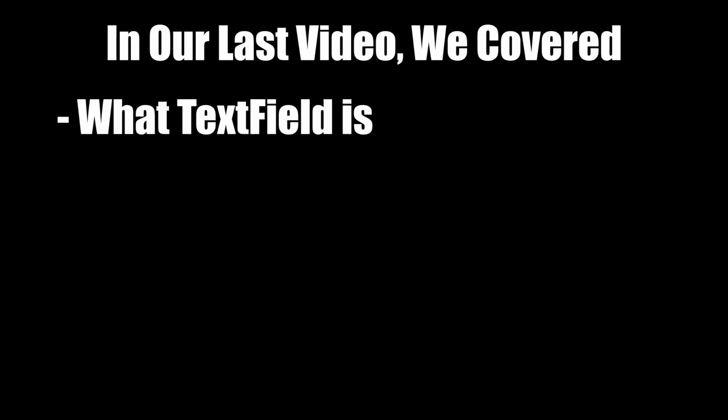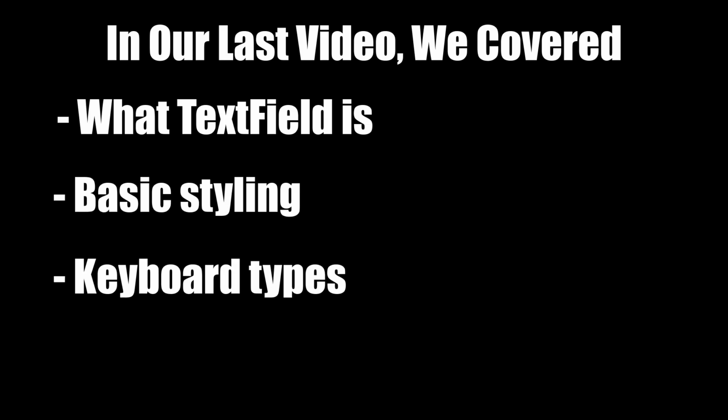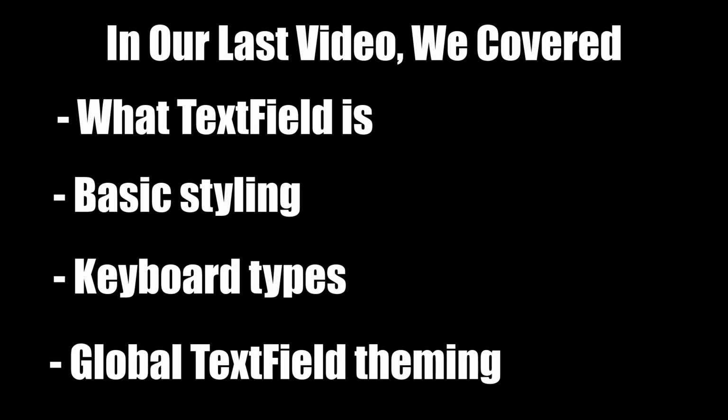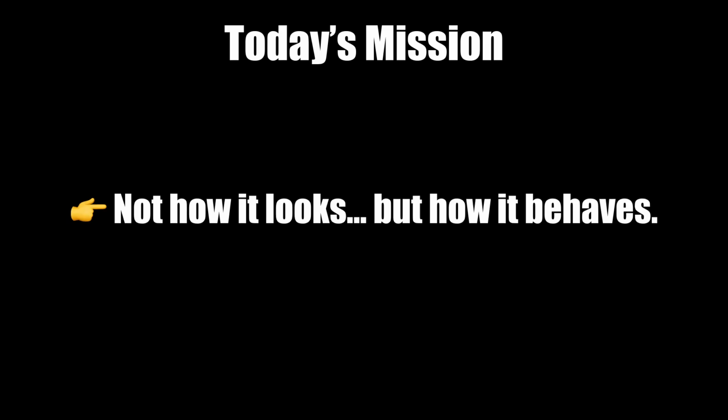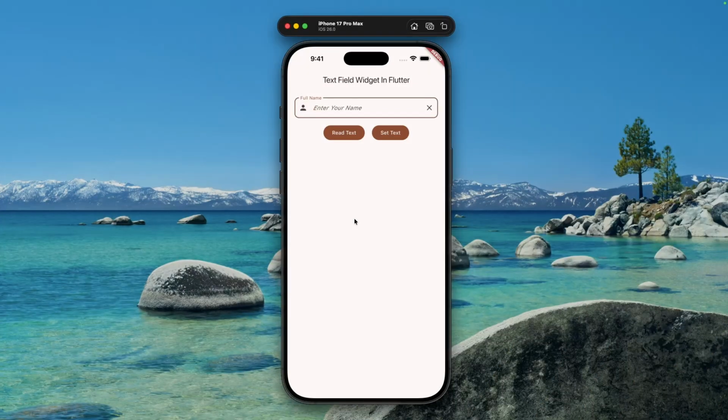Before we dive in, let's do a quick recap. In the previous video, we learned what is a text field, how to do basic styling, how to change the keyboard types, and how to style the text field globally using theming. So now you already know how to show a text field and make it look good. Today's mission is different. Not how it looks, but how to manage the text entered by the user with text editing controllers.